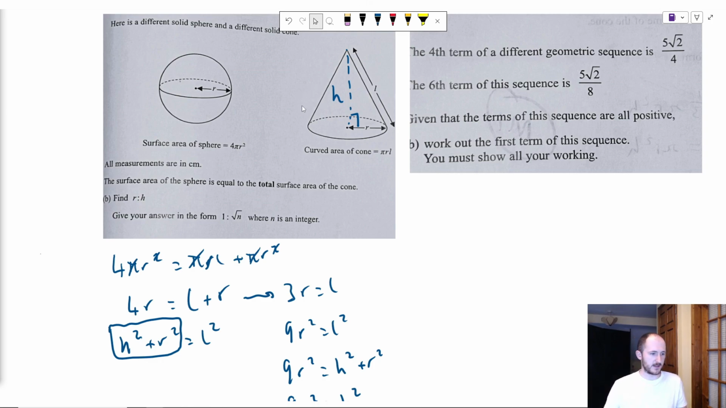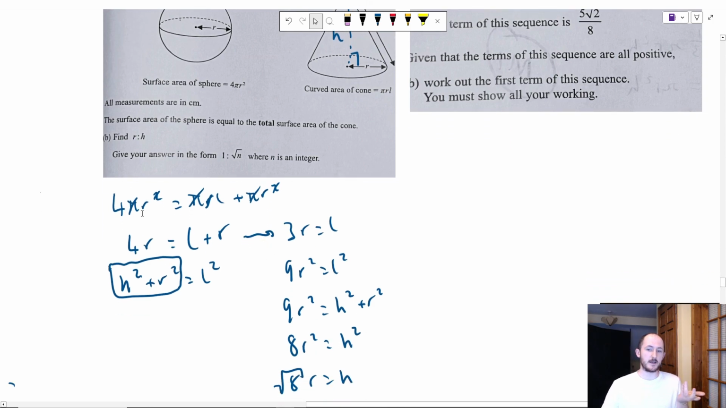We know that the surface areas of both of these shapes are equal. So I've just written 4 pi r squared, because that's the area of the sphere, is equal to pi rl, the curved area, plus pi r squared, the part on the bottom. Does that first bit make sense? From there, because there's a pi in every single term, I can cross out the pi, and I can also cross out one of the r's, because pi and r is in all of the terms. So if you like, I've divided by pi r. Cool.